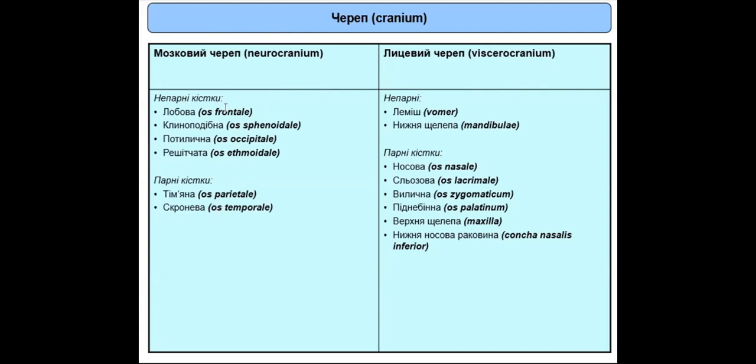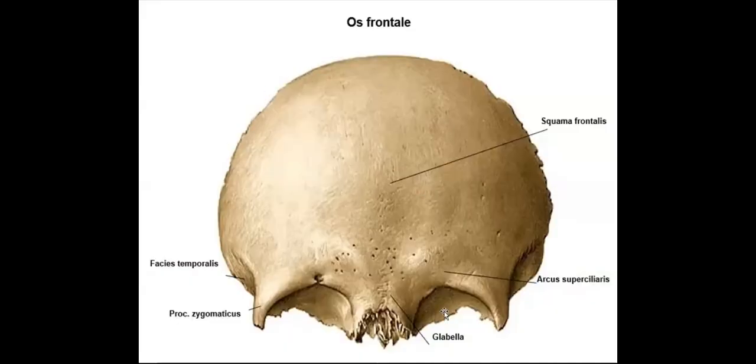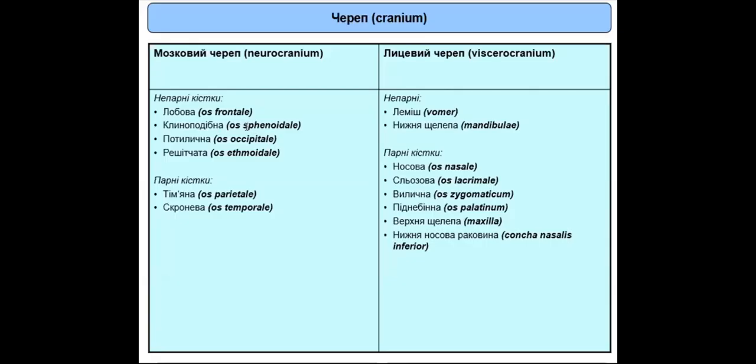First of all, the frontal bone is an unpaired bone, but in a variant, it's untypical, it may present a fissure in the frontal bone, and in some variants it's a paired bone, not only in the fetal period. Next, unpaired bones: the sphenoid bone, occipital and ethmoid bone. And paired bones of the neurocranium are the parietal bone and temporal bone.